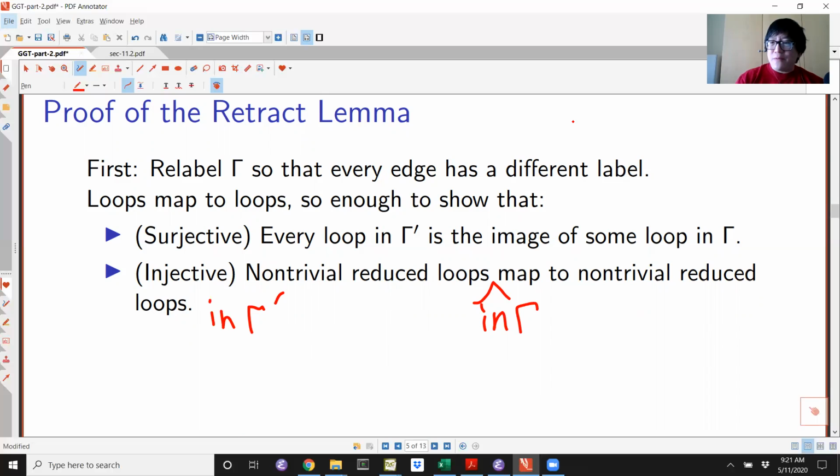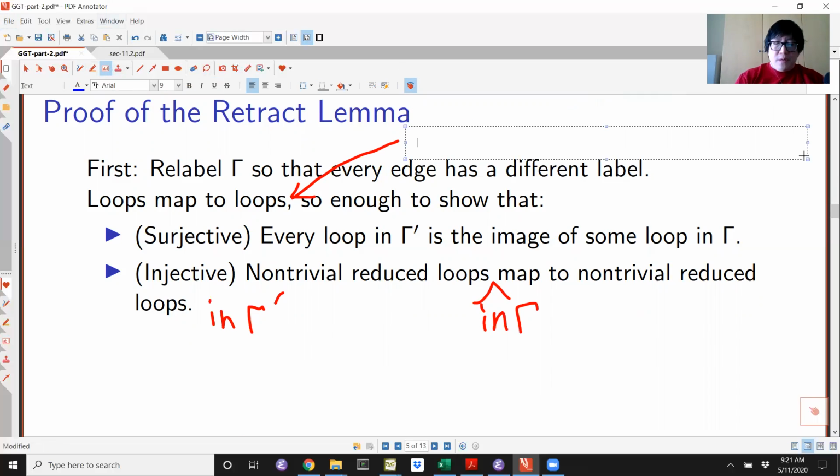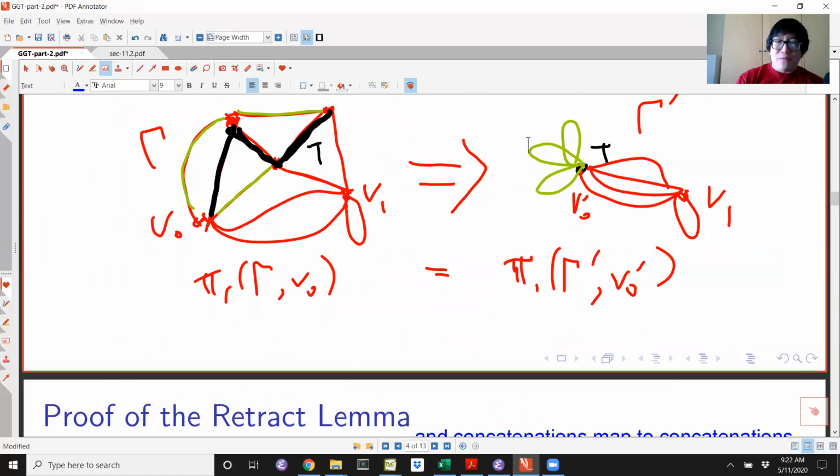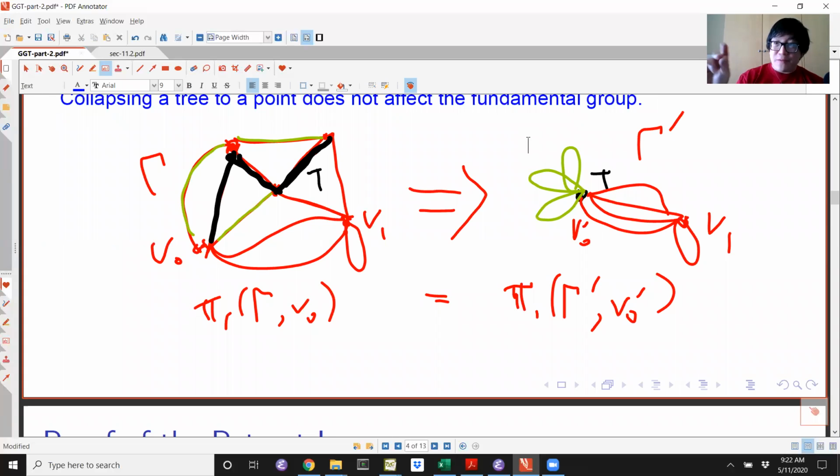Ooh, I guess I forgot one step. Loops map to loops, and also concatenations map to concatenations. In other words, products map to products. We had to verify that when you squish this point down, when you squish this stuff down, that's actually a homomorphism. But I hope you can see that.